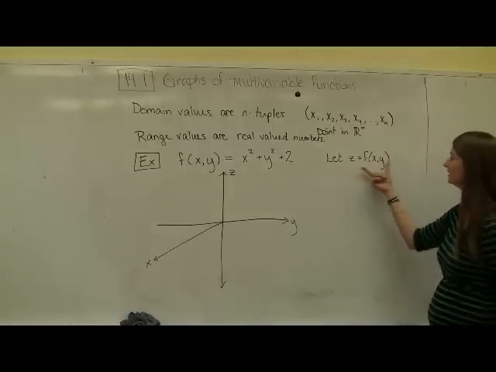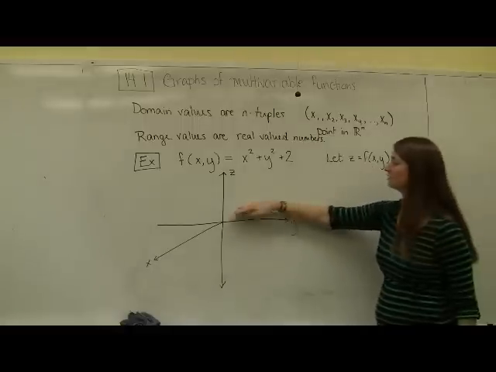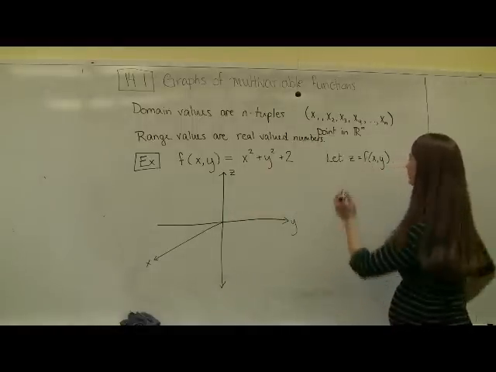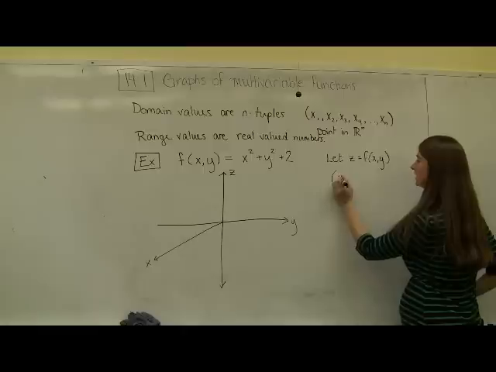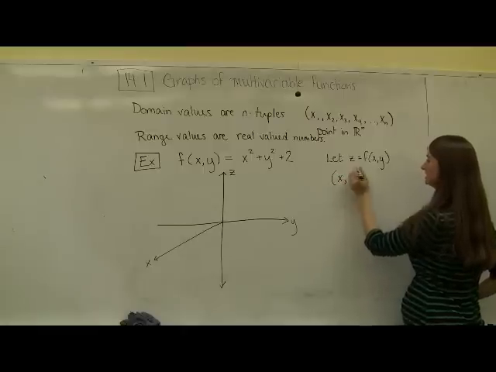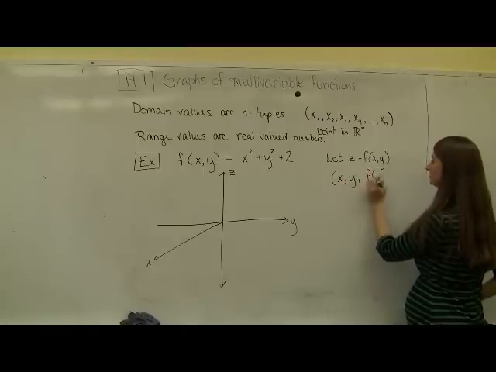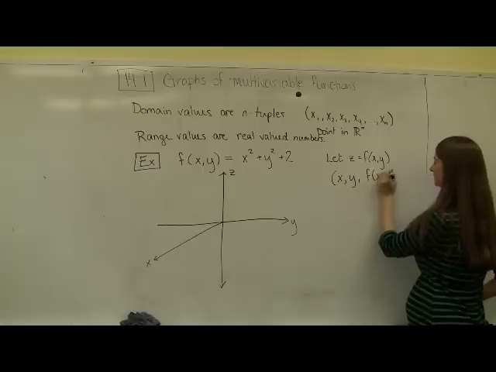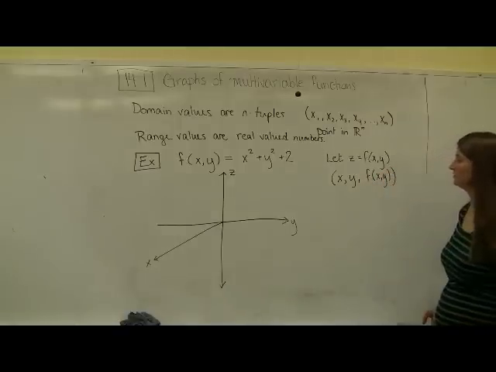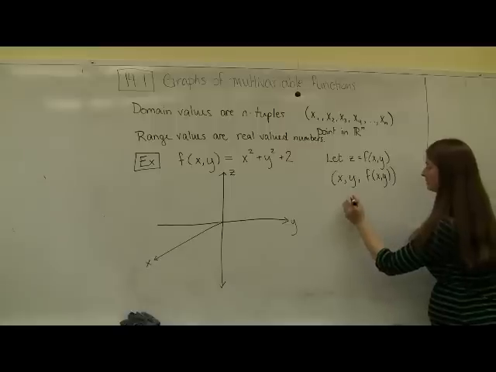So when I'm graphing this, the points on this graph are going to have coordinates x, y, z, and in this case my z is given by f of x, y. What do I mean? Let's go ahead and make a table that represents this.